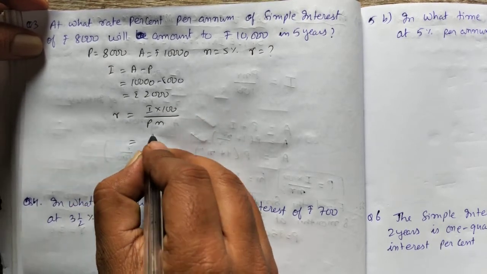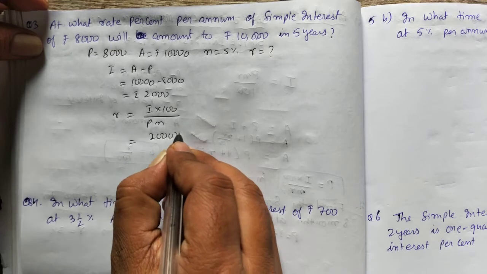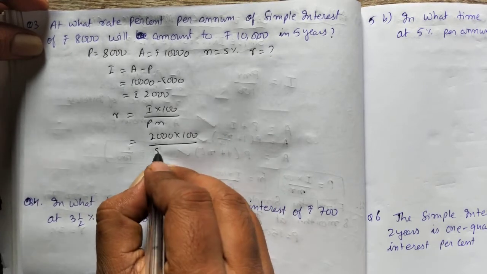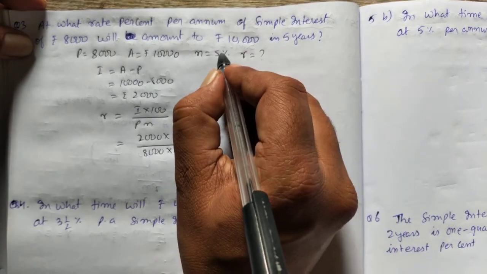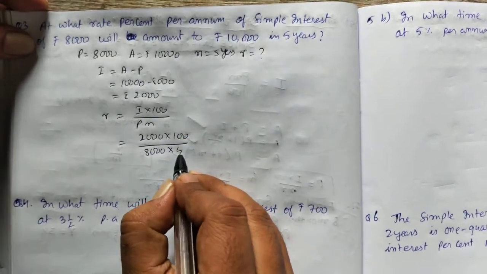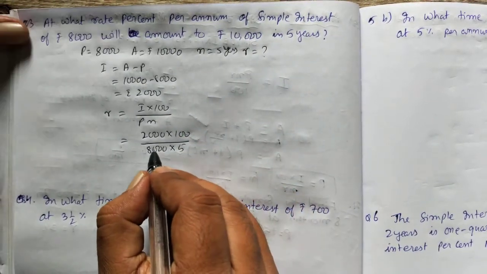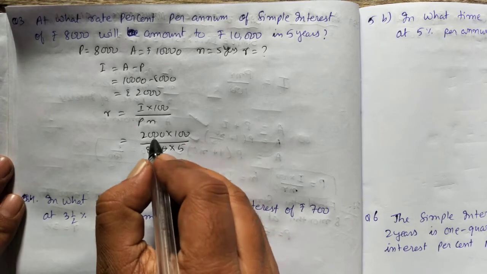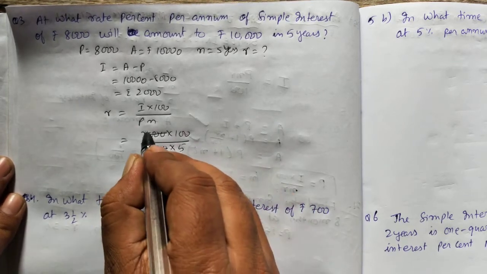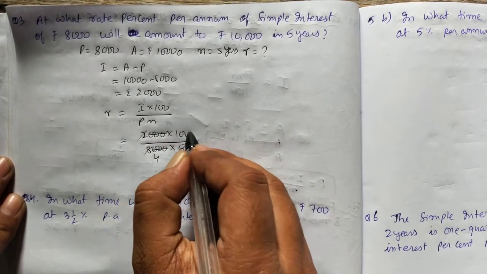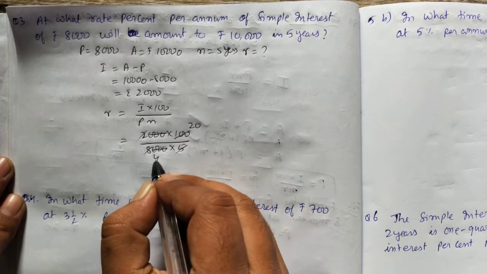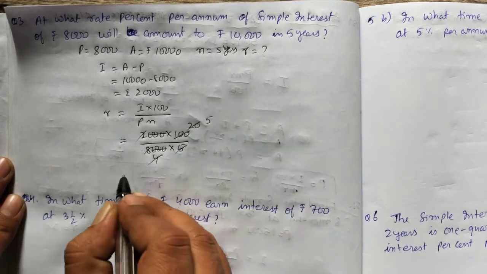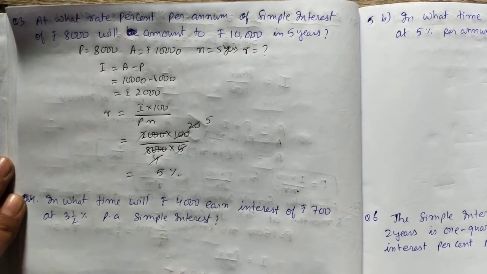Put the value. I is 2000 into 100 by P is 8000. N is, sorry, your question says 5 years. N is 5. Now cancel it. 3 zeros cancel. 2 4, 5. 20 times 4, 5 times. So our rate is 5%.